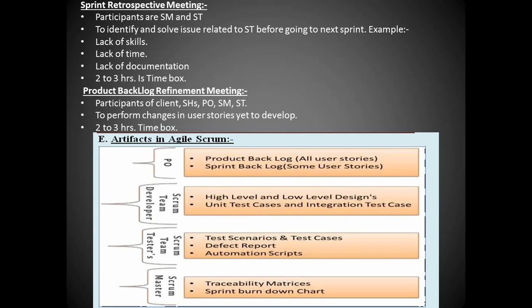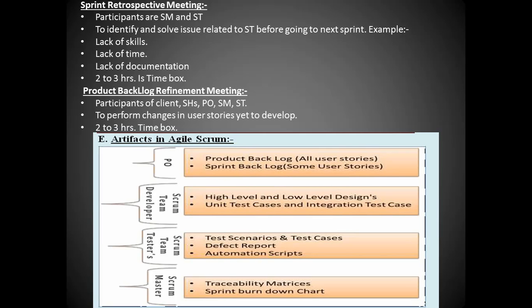Product backlog refinement meeting. Participants are the client, stakeholders, PO, Scrum Master and the Scrum team. To perform changes in user stories and to develop. For this, the time box limit is 2 to 3 hours.